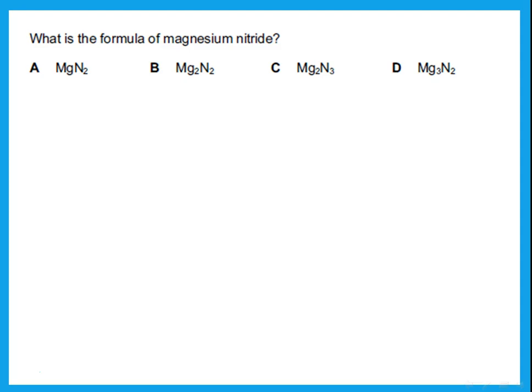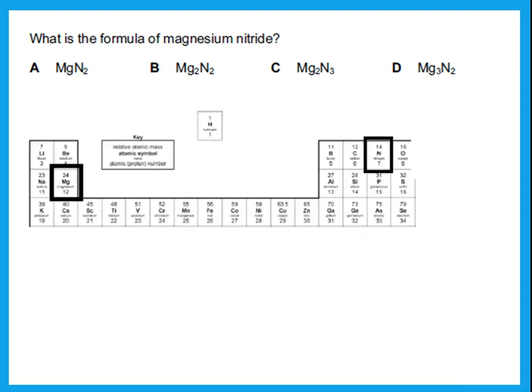Now again, magnesium nitride means magnesium Mg and nitrogen N. The valency of one goes under the other. So the valency of magnesium is what? 2. I put the 2 under the nitrogen. The valency of nitrogen, I look at the periodic table, nitrogen is in group 5, so it has a valency of 3. That means I put the 3 under the magnesium. So my correct formula is Mg3N2.